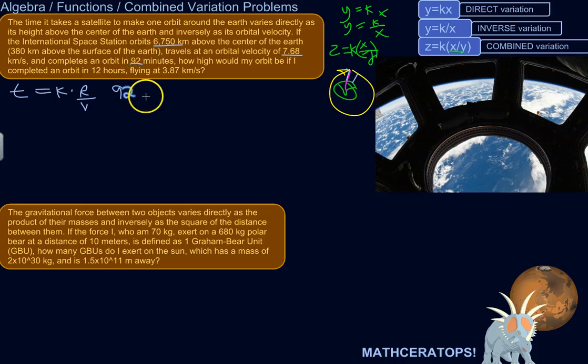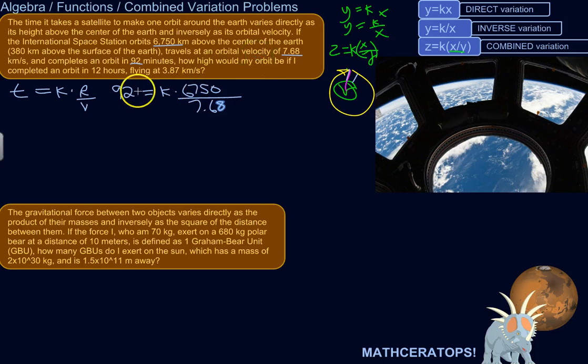So 92 minutes is equal to some constant times radius, 6,750, and the velocity is 7.68 kilometers per second. Okay, so we're measuring our radius in kilometers, our velocity in kilometers per second, and our time in minutes. And the constant here will make it so that it's okay for us to use minutes, even though the other stuff is measured in seconds. That's fine.